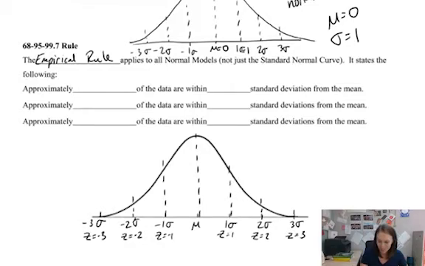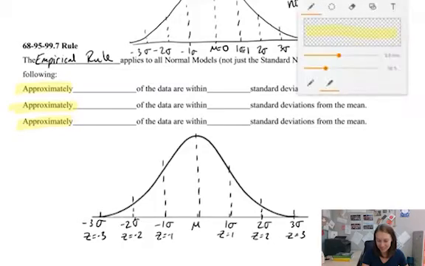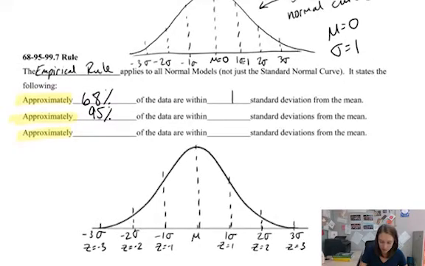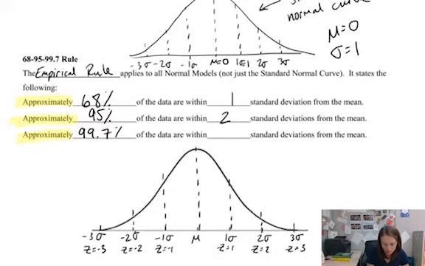Which is another reason why it's super important to note that each one of these lines has the word approximately in front of it, because this is an approximation and also nothing's really perfect in real life. So approximately 68% of the data are within one standard deviation from the mean. So above and below, if you take all that data, you're going to get approximately 68% of your data. Approximately 95% of the data is within two standard deviations of your mean, and approximately 99.7% of the data are within 3 standard deviations from the mean.